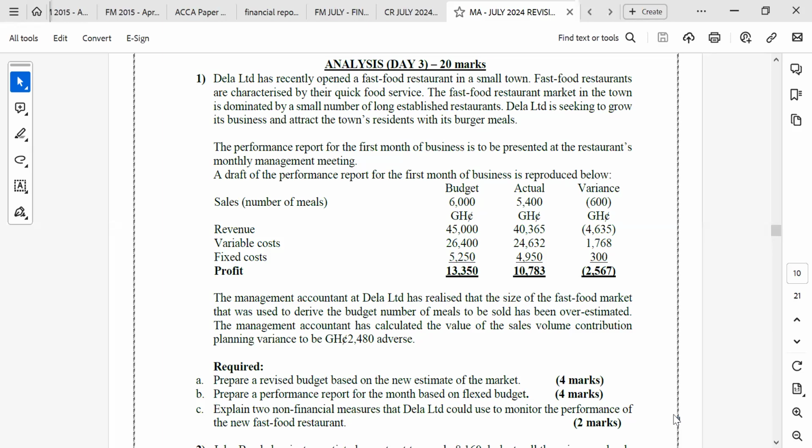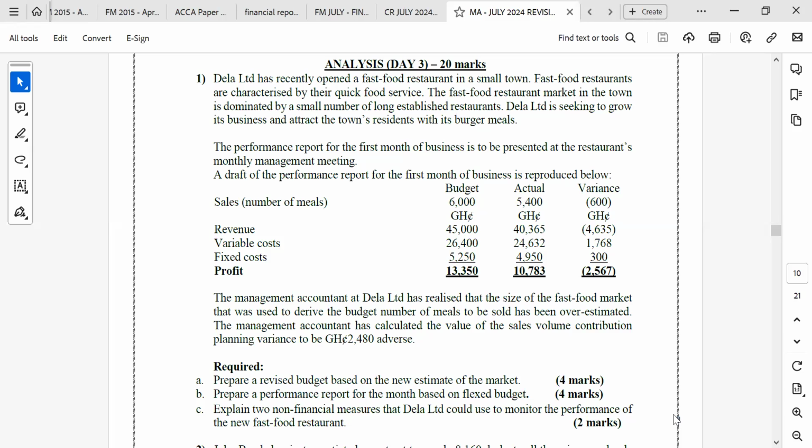Please, they have not examined planning and operational variances before. It is part of the advanced variances. So it is either you unlearn what you have learned to learn new things, or you decide to just move on and we all move on. Okay. Let's come to what you know already.